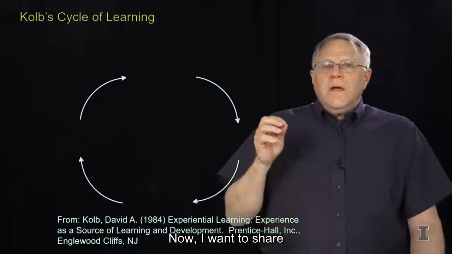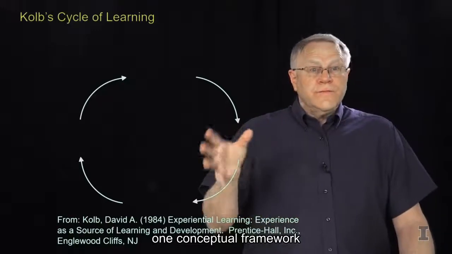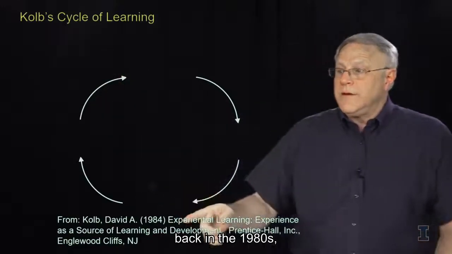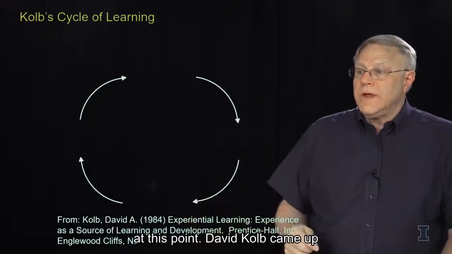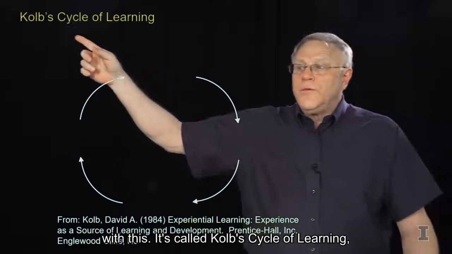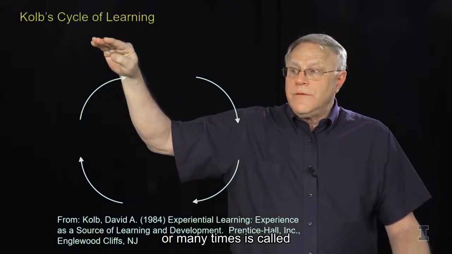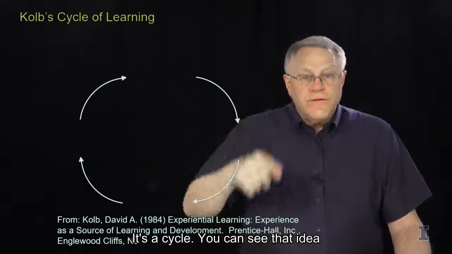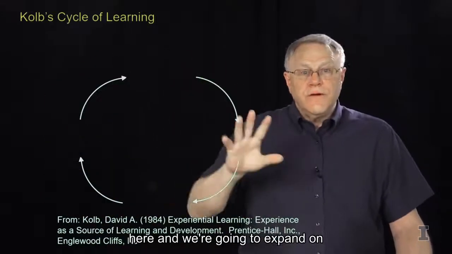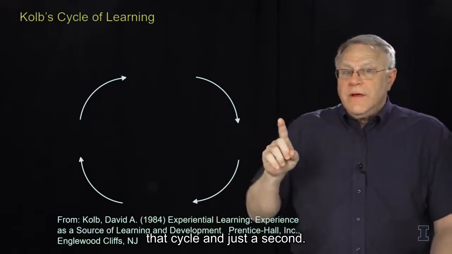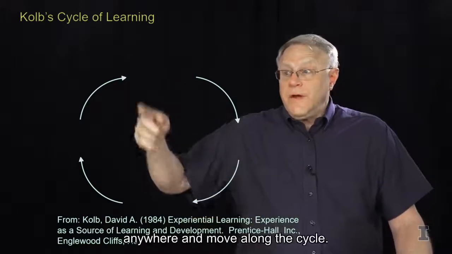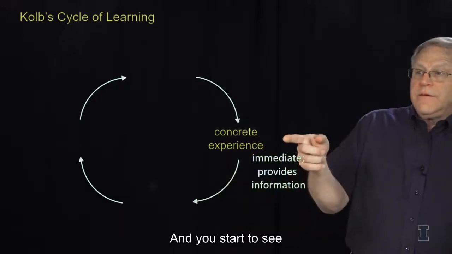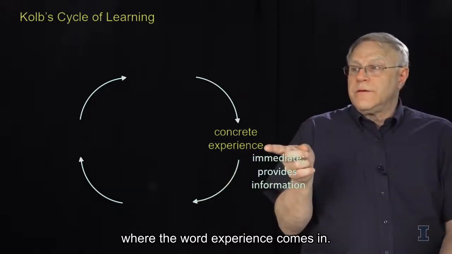Now, I want to share one conceptual framework for thinking about learning. This is actually back in the 1980s at this point. David Kolb came up with this. It's called Kolb's Cycle of Learning, or many times it's called Kolb's Cycle of Experiential Learning. It's a cycle. You can see that idea here. We're going to expand on that cycle in just a second. As any cycle, we can start anywhere and move along the cycle, but we're going to start here. And you start to see where the word experience comes in.